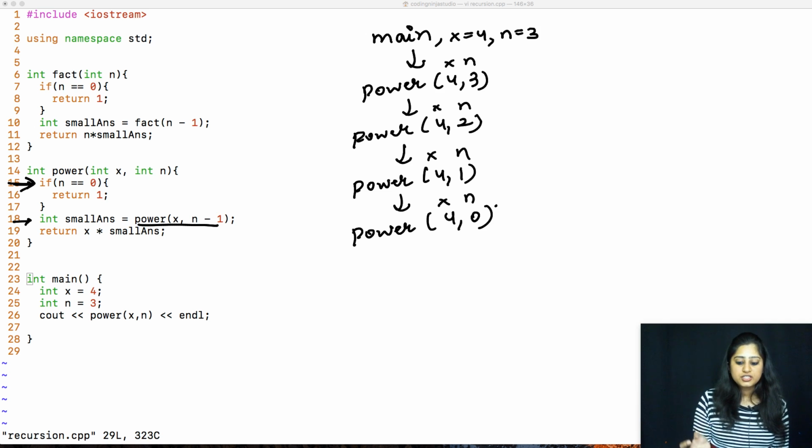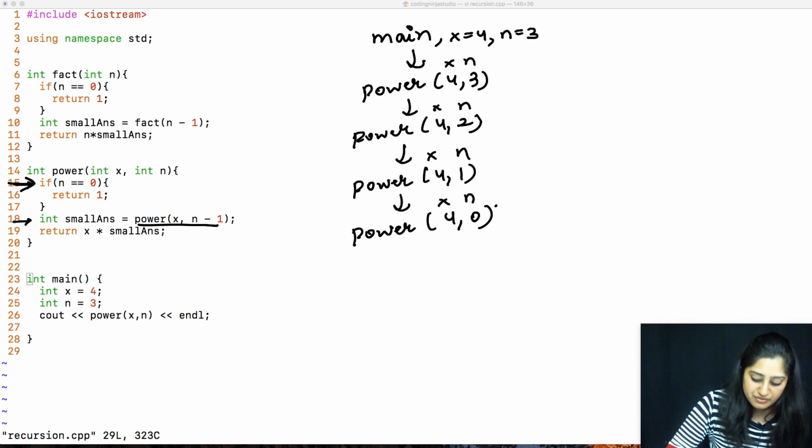This 1 will be returned to which function? To the function that called it. And the function that called it is power 1. So 1 will be returned to power 1. It will return 1 to power 1.